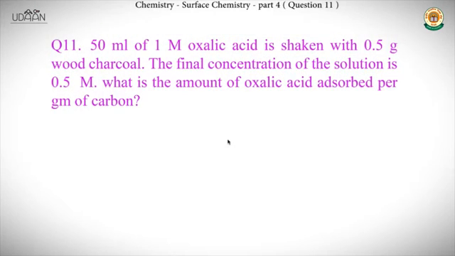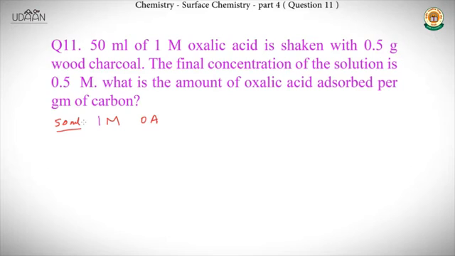So let's solve this problem. The question says that 50 ml of 1 molar oxalic acid is shaken with 0.5 grams of wood charcoal. The final concentration of the solution is given to be 0.5 molar. You have to find the amount of oxalic acid adsorbed per gram of carbon. So let's start solving this question. We are given 1 molar oxalic acid solution initially, 50 ml.